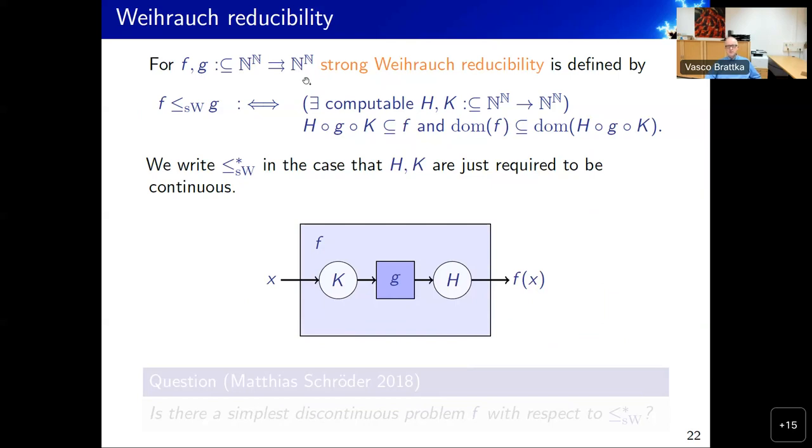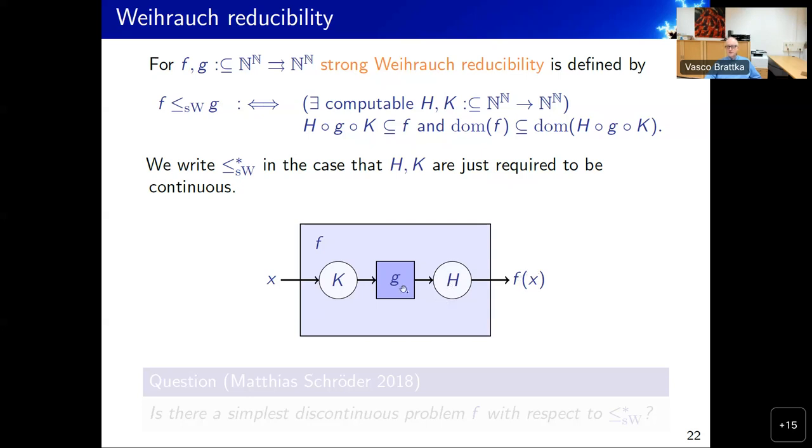And okay, now what does it mean that F is strongly Weihrauch reducible to G? Well, it means that there are two computable maps, H and K, that kind of translate F into G in the sense given here and illustrated in this picture. So that means if I have an instance X on which I want to evaluate F, then I translate this instance into an instance for G with the help of K. And then I get some of the possible results of G. And if I plug that into H, then H will give me a solution for F.